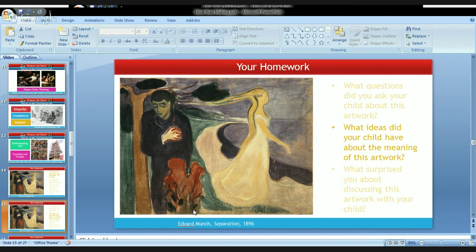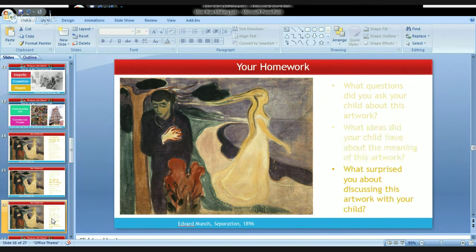Oh, I love that. They said that the bush looked like two people. It kind of does. It's like they're kind of hugging here. Oh, that's clever. I like that. Excellent. So, what surprised you about discussing this artwork with your child?